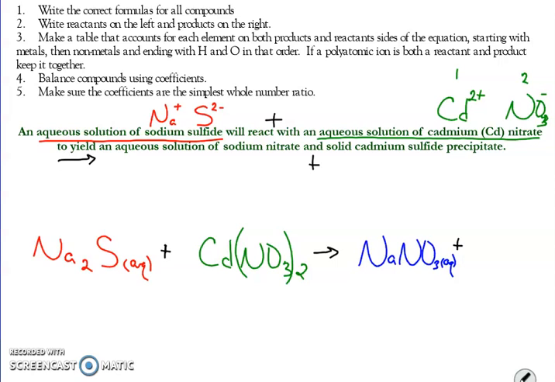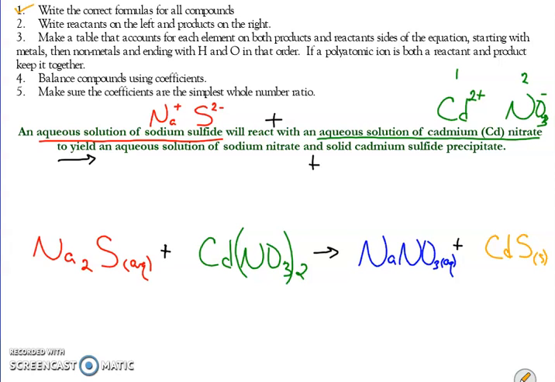And solid cadmium sulfide. Cadmium's a 2+, sulfide's a -2. So we're going to produce a solid cadmium sulfide. So we'll do CdS because it's going to be a 1-to-1 ratio, and we said this is a solid. So we'll put it like that.